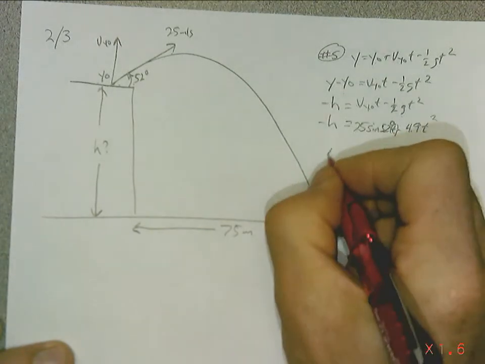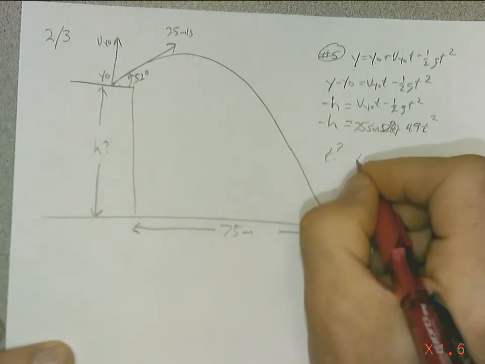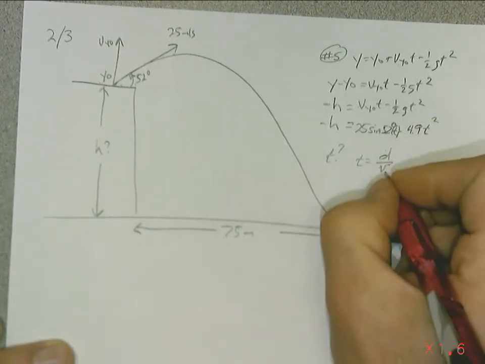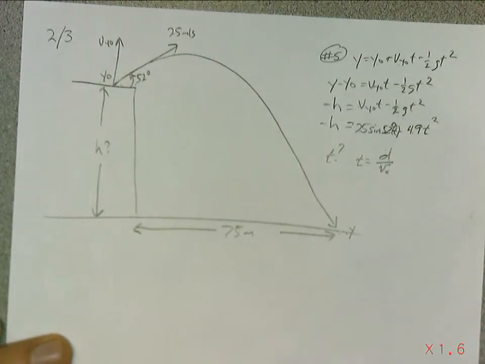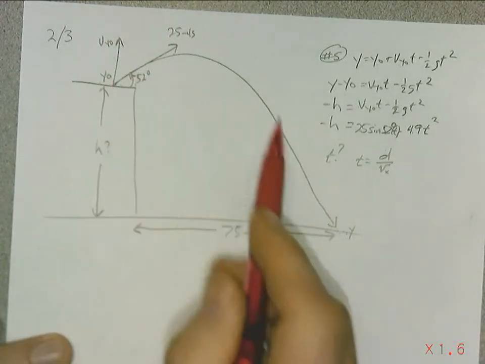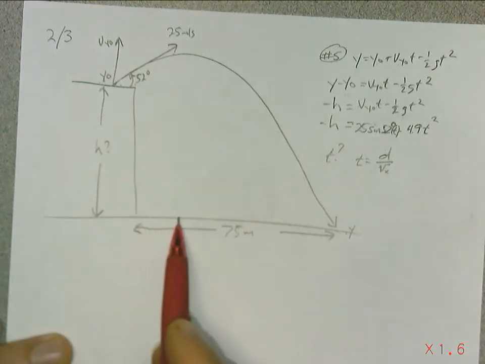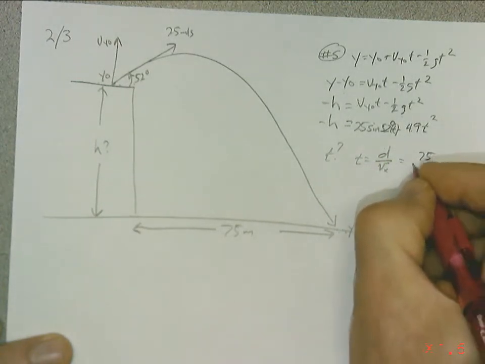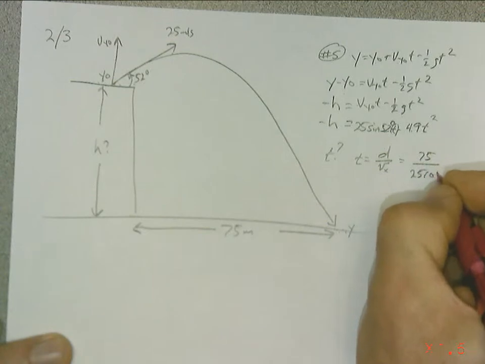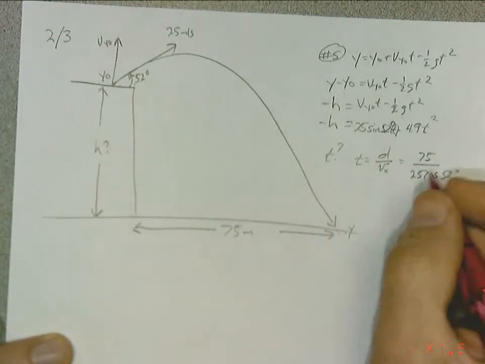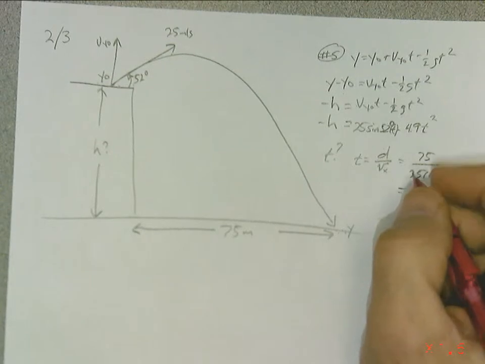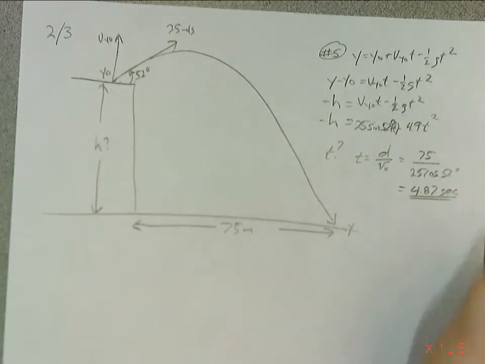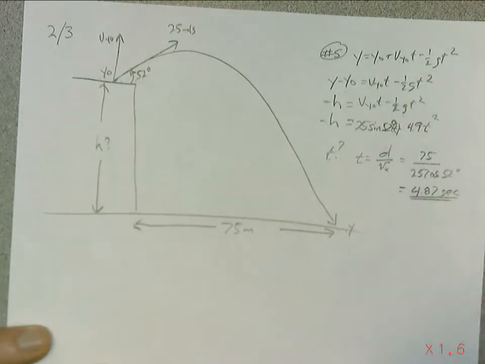But we don't have t, so what's t? Well, time is equal to distance over speed. In this particular case, we're going to consider the x part, because the time that it's in flight is the time it takes to move 75 meters in the x direction. So that time is 75 over 25 cosine of 52 degrees. And if you plug that into your calculator, you should get 4.87 seconds. So that's a great thing to have because we've got the rest of the equation.